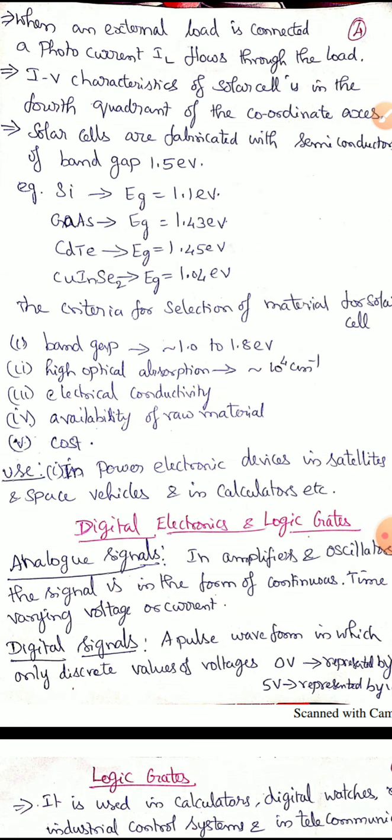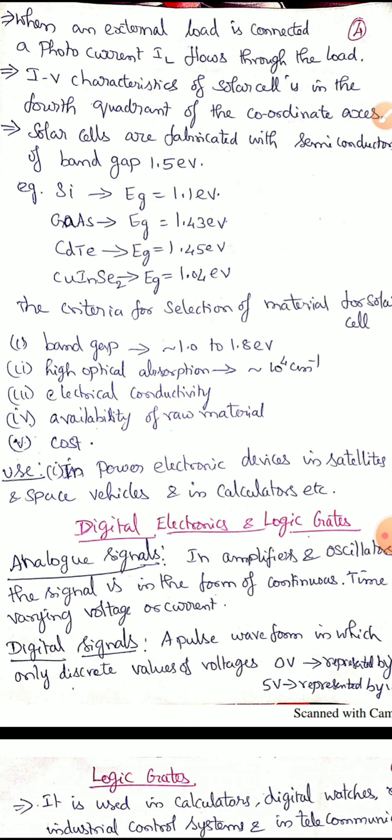Then what is the use of the solar cell? The solar cell is used in power electronic devices, in satellites and space vehicles, and also in calculators, etc. So, this is about the solar cell. We have studied in optoelectronic devices about the LED, light emitting diodes, and about the solar cell also.